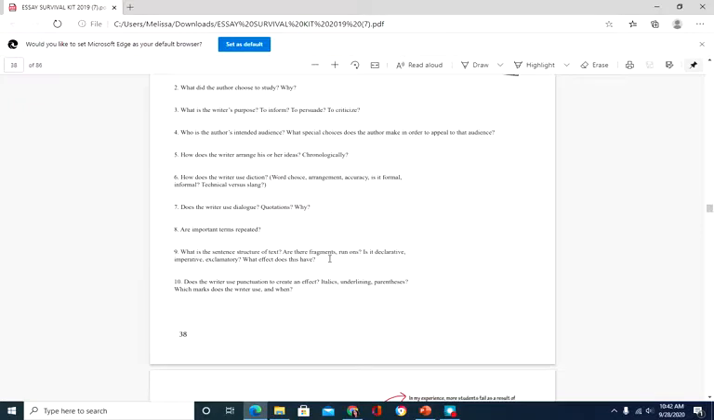Let's see. What is the sentence structure of the text? Are there fragments or run-ons? Are there specific patterns of language and specific pacing that the writer's using that is meaningful in some way? Usually it is meaningful in some way, even if it is distracting.